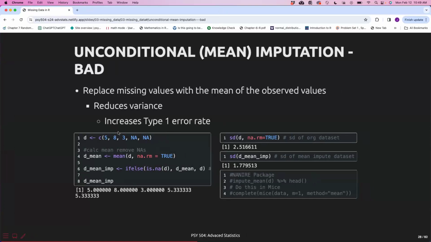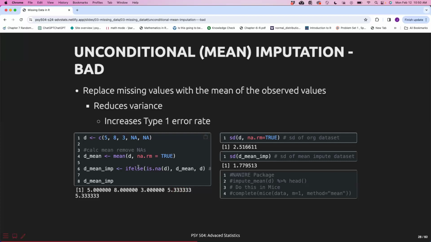So essentially what mean imputation is, you take a vector with missing values. You get the mean of that variable, excluding those missing values. And then you take that mean and impute it into the data set. So we've done that here, where I've replaced these NAs with the mean of the variable, which is 5.33. So I've done some mean imputation here.